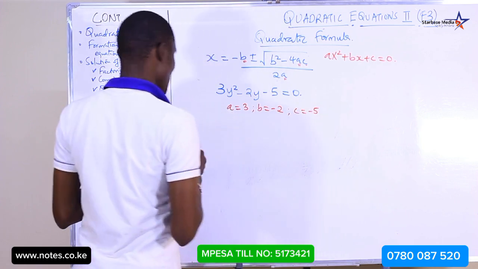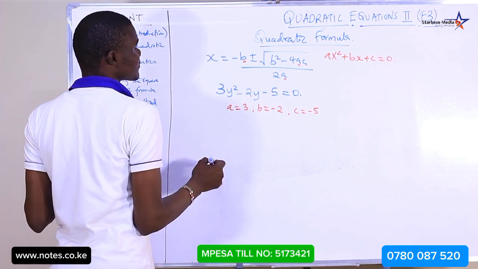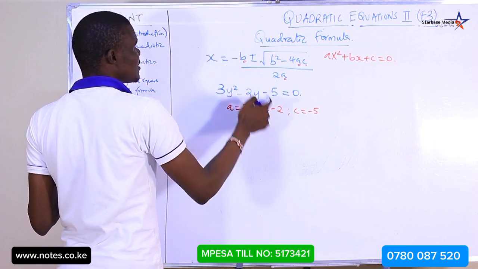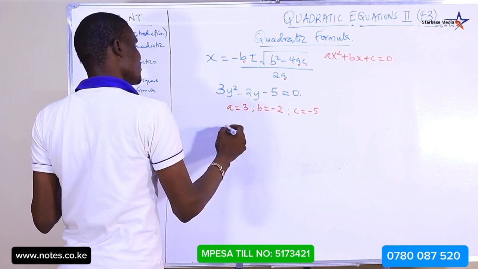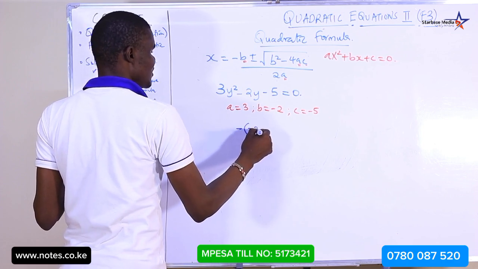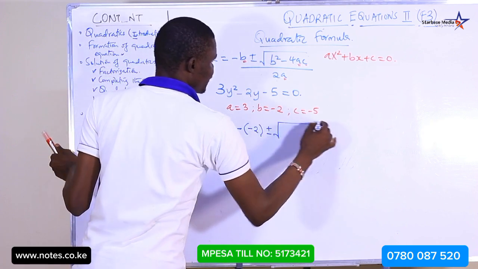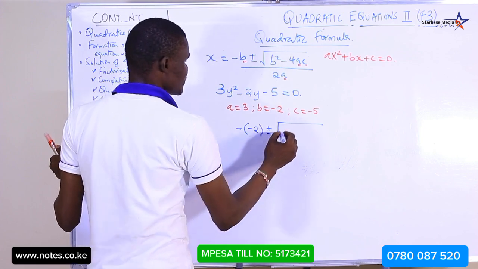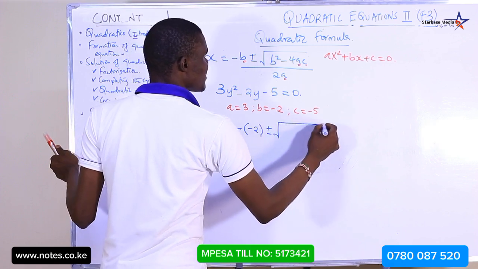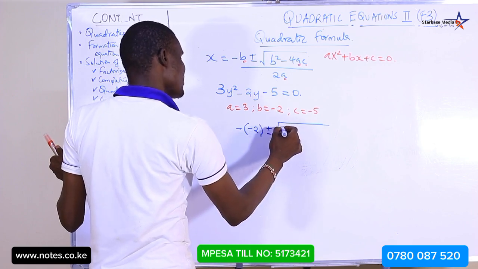My dear friends, you replace. Here there is something tricky. So you say x. For you to get x, it is going to be negative b. So if b is negative 2, it is going to be a positive. So it is negative of b, which is negative 2, plus or minus the square root of the discriminant. Here is where people fall. When they are using the calculator, they forget to put the brackets and therefore they mess up with the signs. So ensure you put the bracket.